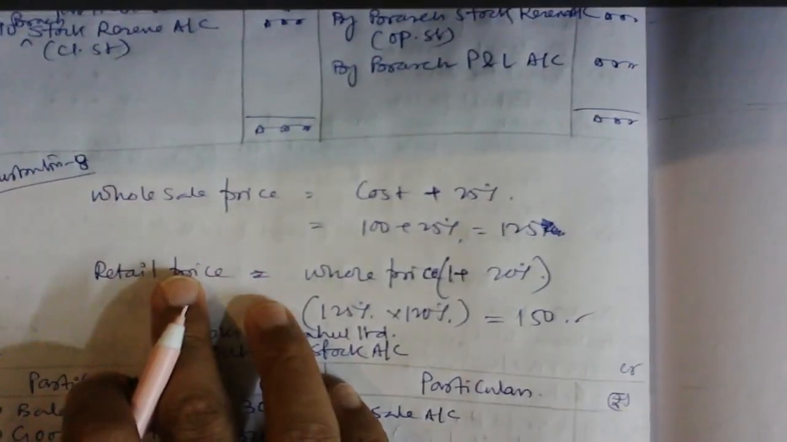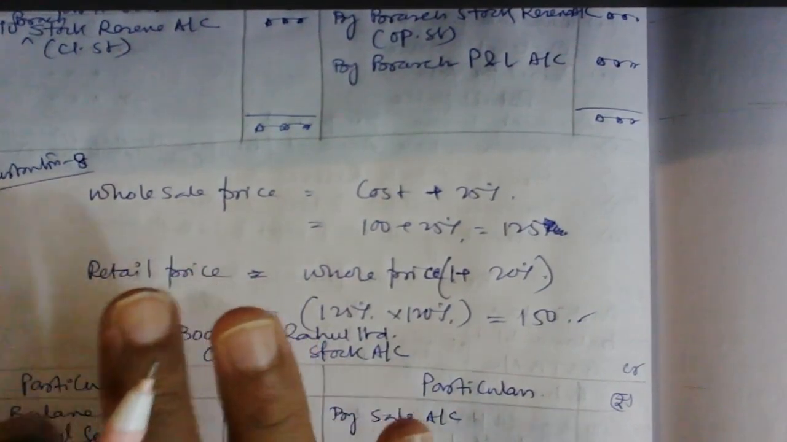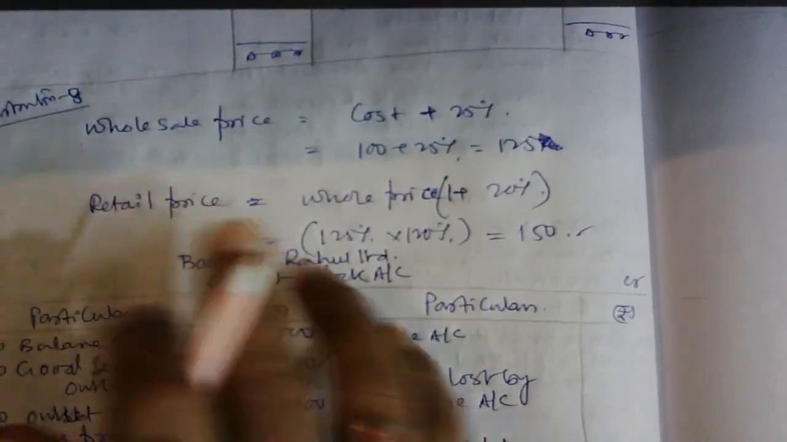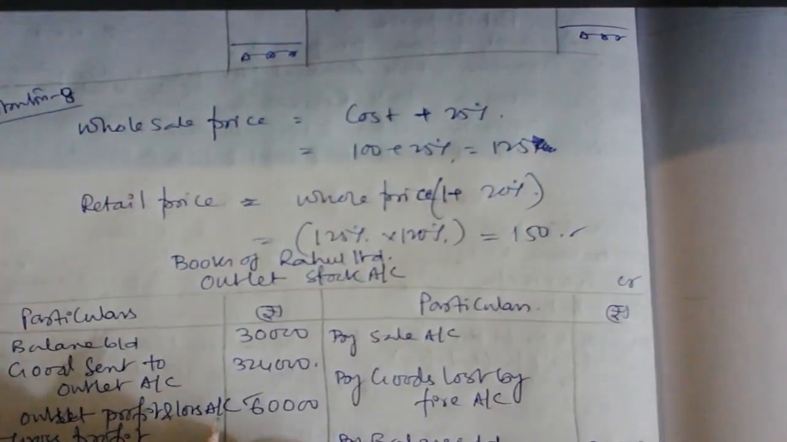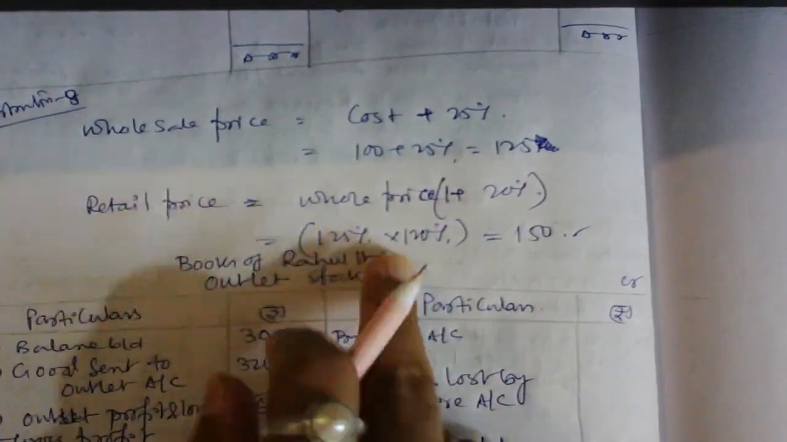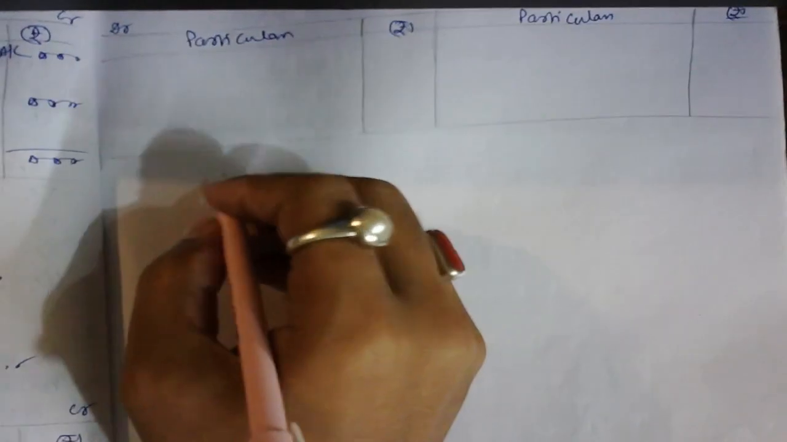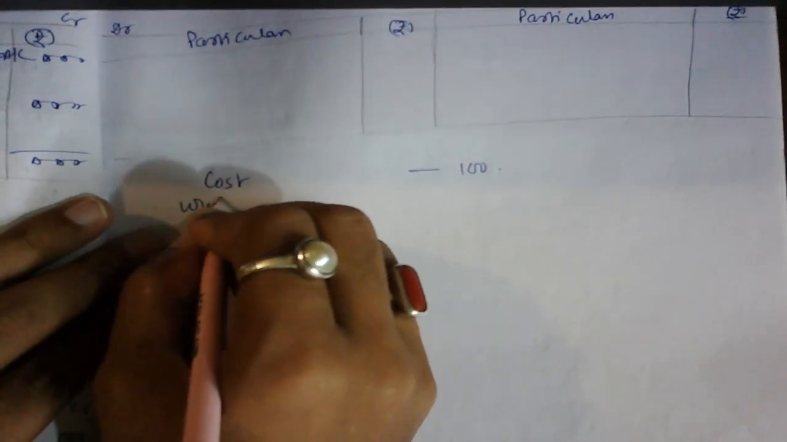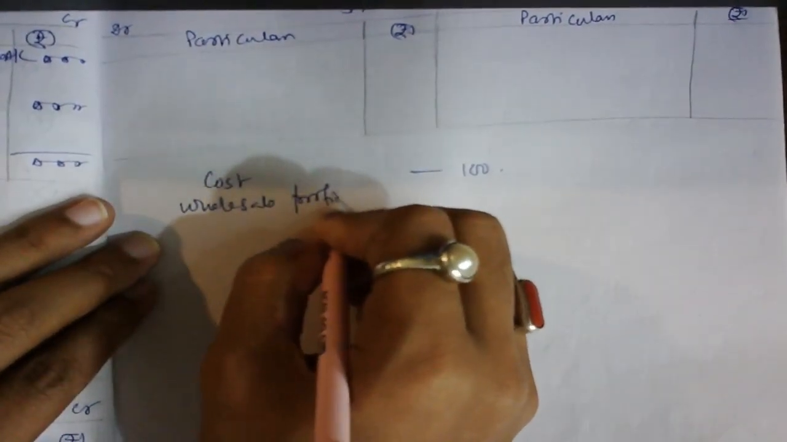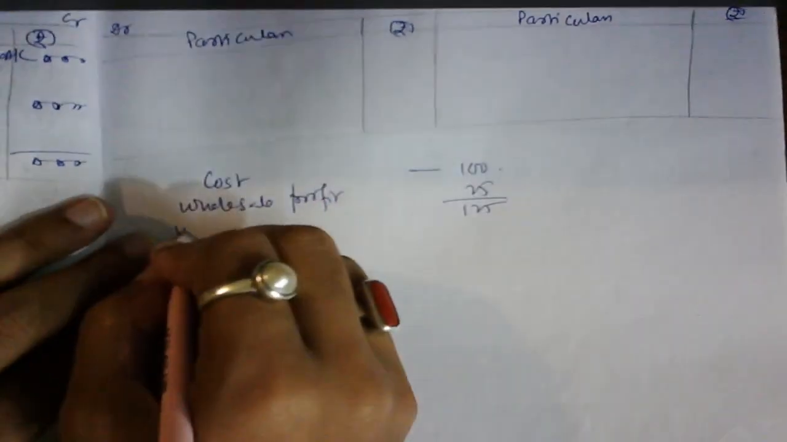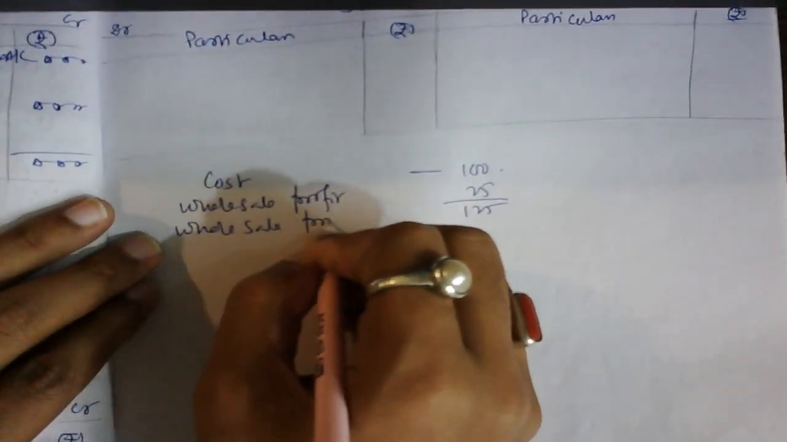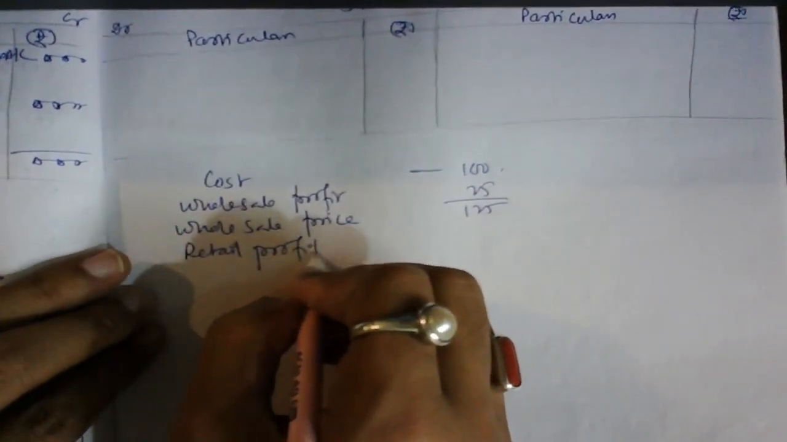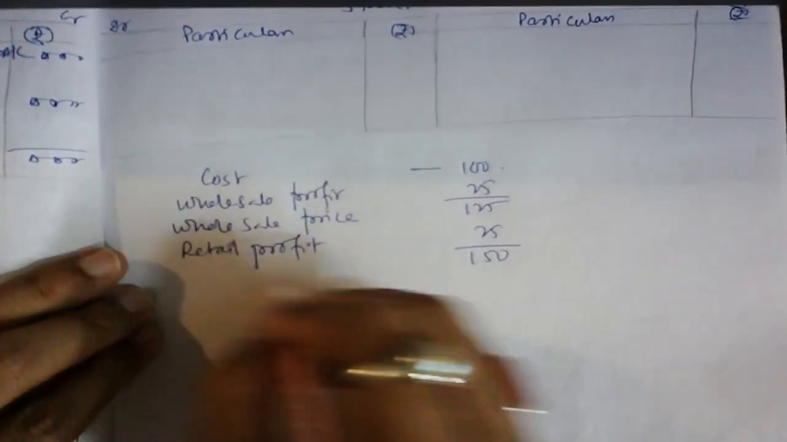In case of retail price, it means the price at which the branch or outlet will sell the goods. So the outlet sells the goods at 150, out of which there is a profit of 25, because the wholesale price is 125. Definitely the profit is 25. Can I write in this format? Cost is 100, wholesale profit 25, 125 is the wholesale price. See how useful the format is. So I can write here retail profit is 25. We are going to make 150. That is the retail price.